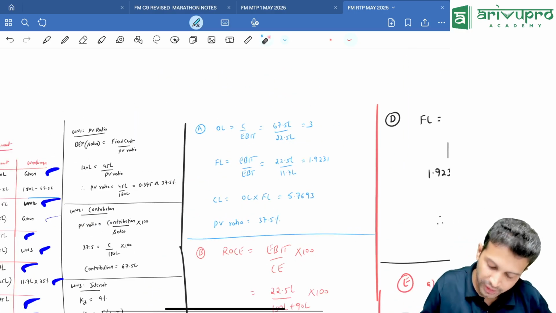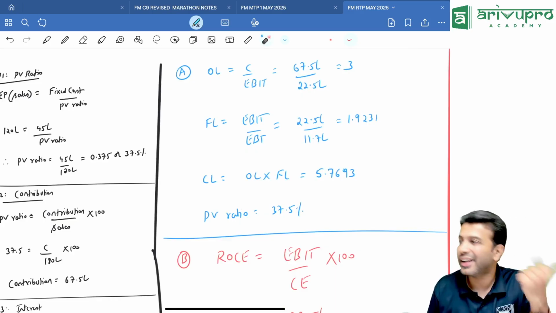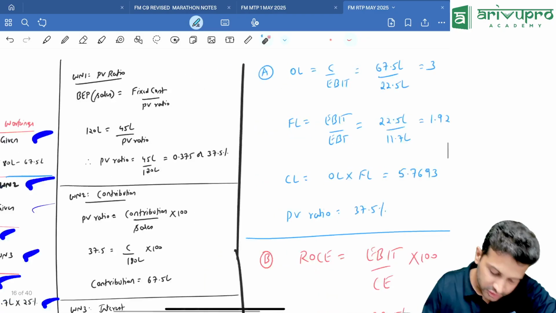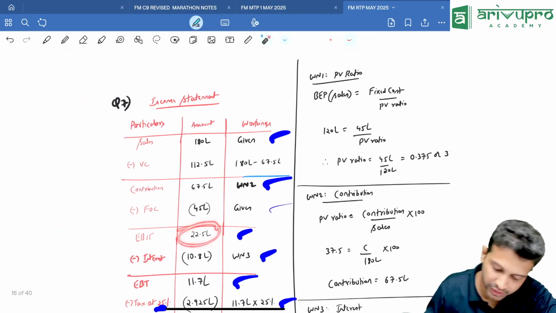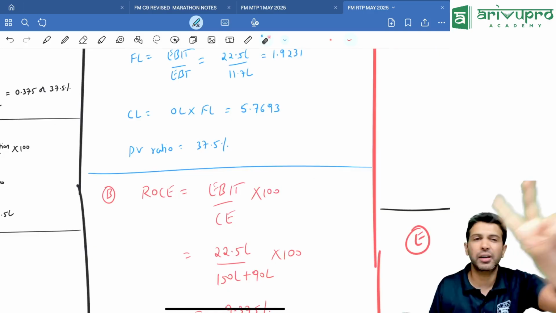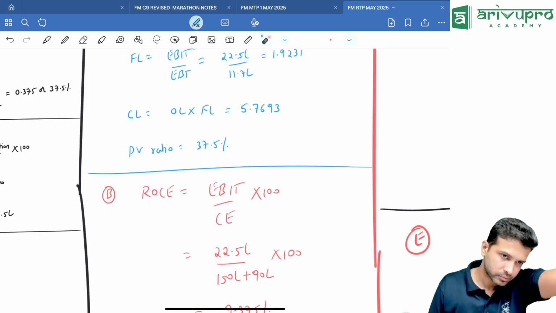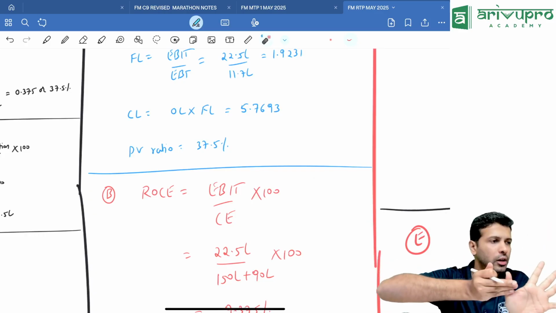Okay, let's go for the second requirement. Second requirement, they've asked ROCE. How do you calculate ROCE? EBIT divided by capital employed. Sir, EBIT, we have it here. How much is EBIT? 22 lakh 50,000 divided by capital employed. Here we have only two components. Equity share capital, reserves and surplus not given. How do you get capital employed first of all?